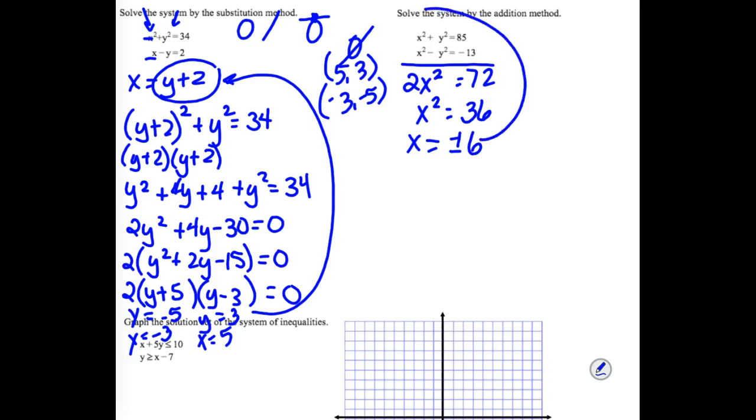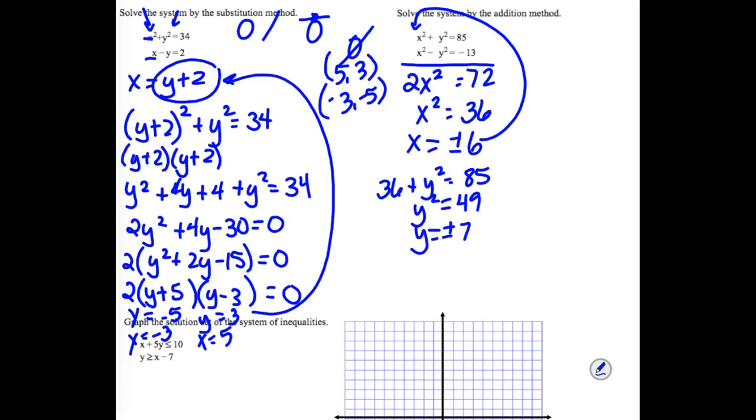But look at what happens when I dump them in. I'm going to square it, right? It's going to turn into 36 either way. So I'm going to dump them both in at the same time. Okay? 36 plus y squared equals 85. Subtracting my 36 over gets me 49. So I end up with y being positive and negative 7. Okay?